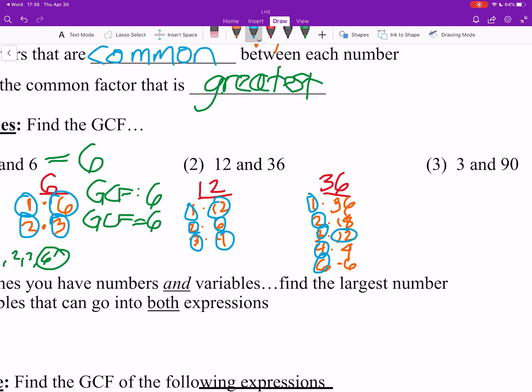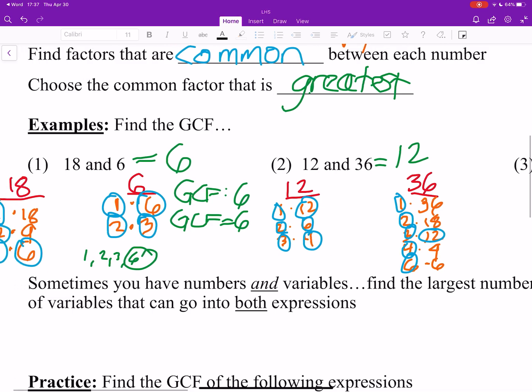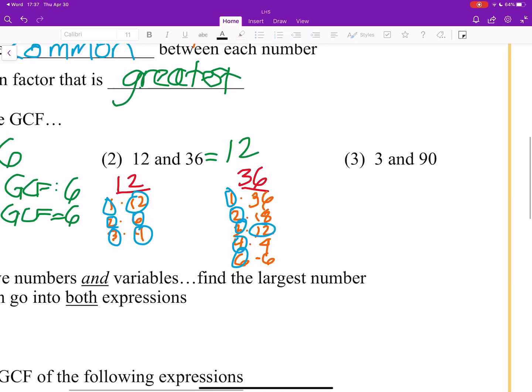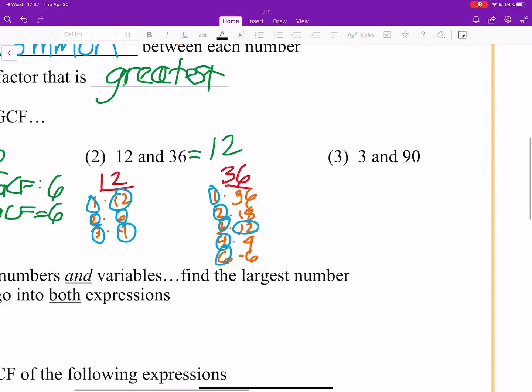So once again, it happened where our smaller number had factors that our larger number also has. But out of all those numbers I've circled in blue, the greatest one I'm going to write in green, which is, in fact, 12. So the greatest common factor of 12 and 36 is 12. Both times, one of the numbers was actually our greatest common factor.